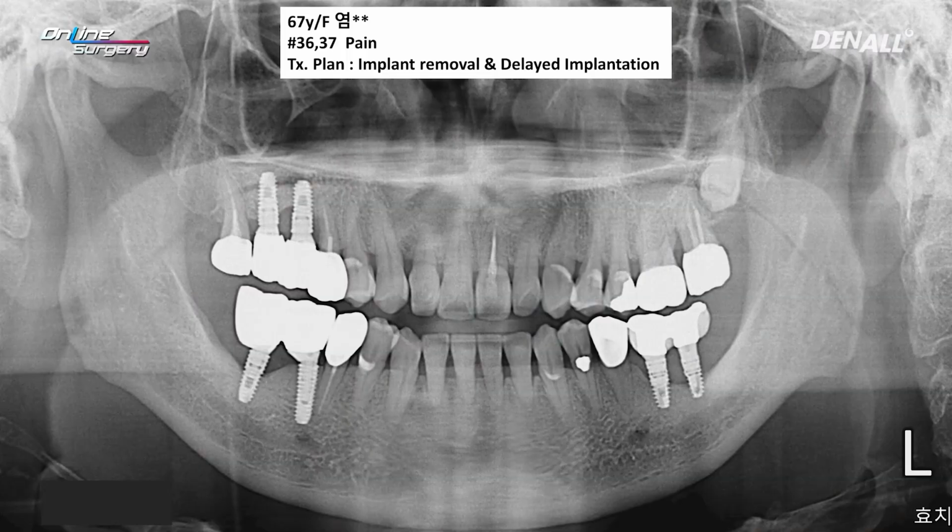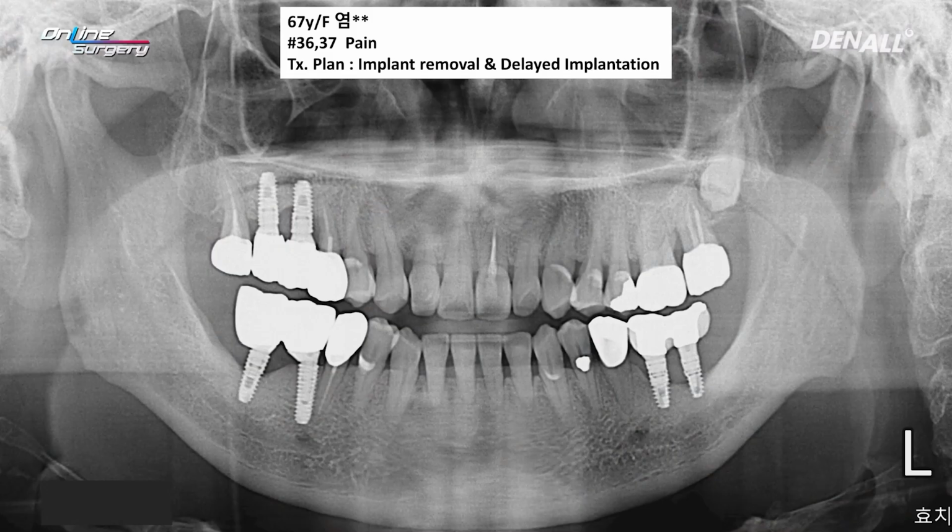Let's have a look at an initial visit image. A 67-year-old female at number 36 and 37 implant sites, bone loss increased and inflammation developed. So she came to our clinic for treatment. The plan was to remove the implants and place 2 new implants.